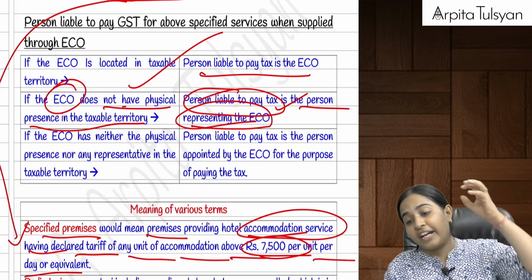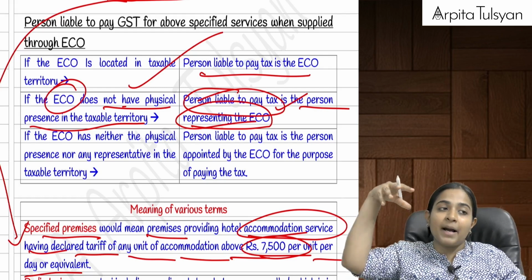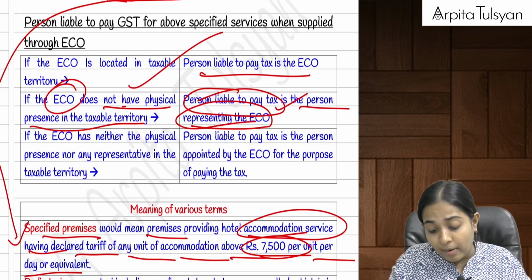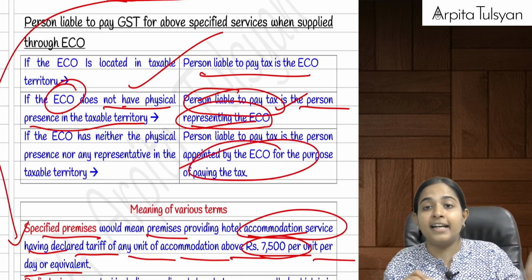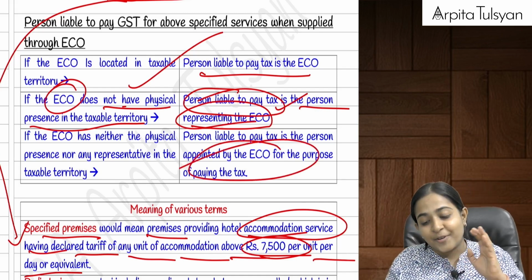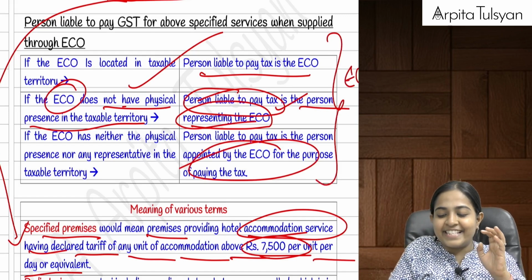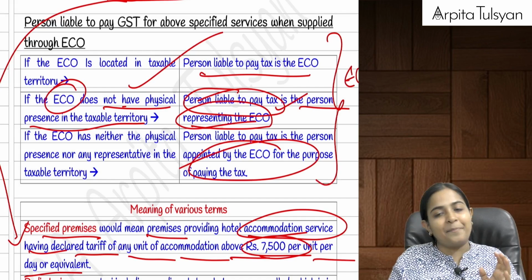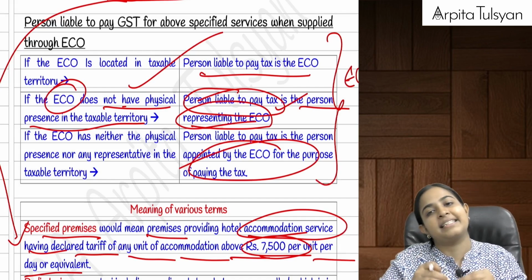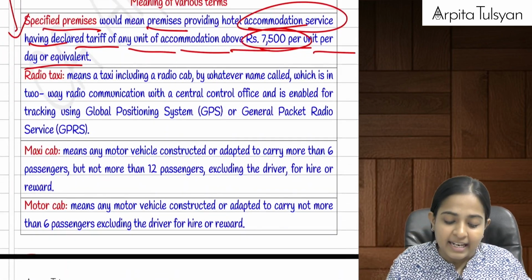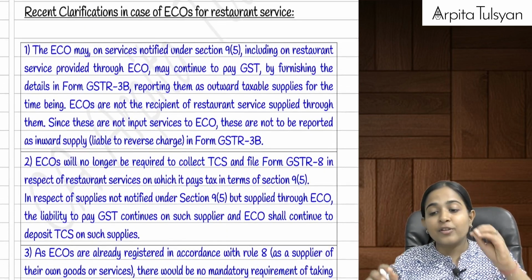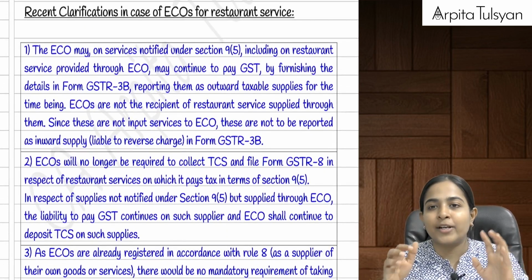But what if it does not have a physical presence here in India, plus it does not even have a representative here in India? No problem. Please appoint a person here in India who will be liable to pay the tax. So in any case, ECO or his representative or the person liable to pay the tax will have to collect the taxes from the customer and will have to pay it to the government. Are you clear with this, everyone? Yes. Okay, so this was all about your e-commerce operator.